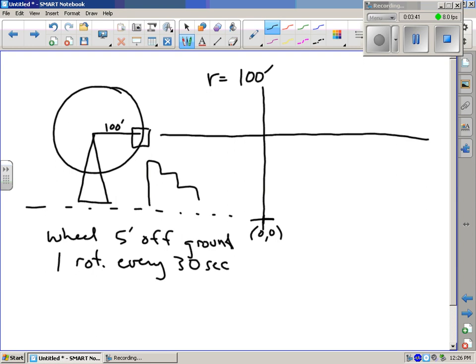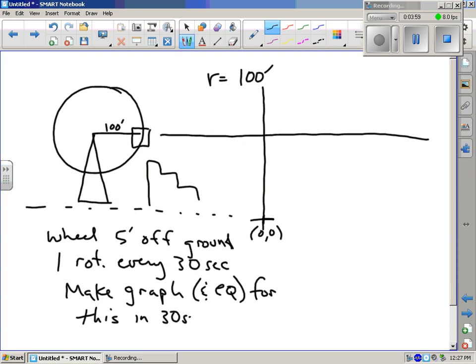And I want you to make a graph and equation for this in 30 seconds. So basically one rotation. Okay, let's start off by making some judgments here from the picture.